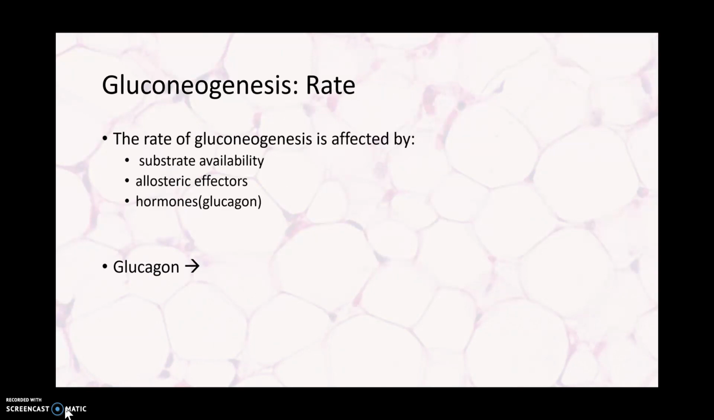Okay, so this pathway is affected by rate. The rate of gluconeogenesis is affected by substrate availability. So how much lactate and pyruvate do we have in order for us to use to produce this glucose? Allosteric effectors and hormones such as glucagon. Remember, we talked last week that allosteric regulation of an enzyme is when the binding of a substrate can alter the shape and function of that enzyme, right? So it can be inhibitory or stimulatory.